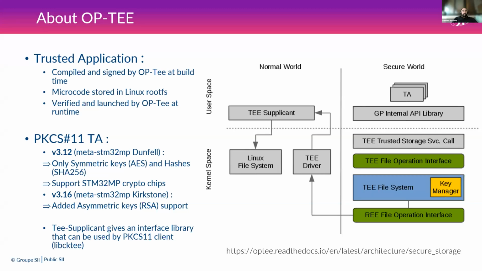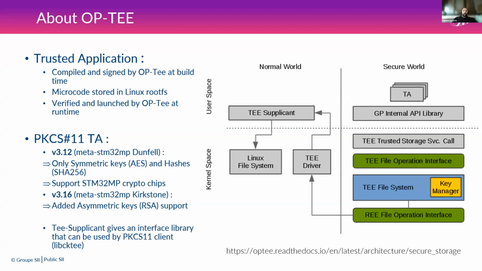So here in Dunfell, we use the meta-st STM32MP layers for Yocto builds, and in Dunfell, the 3.12 version only has support for symmetric keys. So we did a lot of POC with that. We do some encryption, decryption through OP-TEE, so we have a library interface to a library of supplicants, which offers a PKCS#11 function.